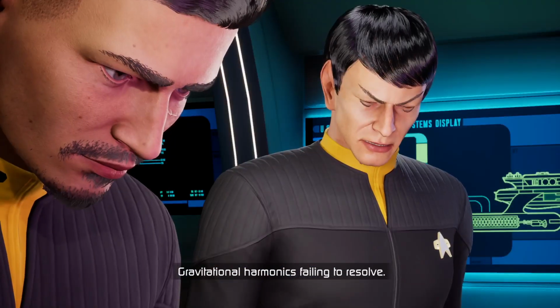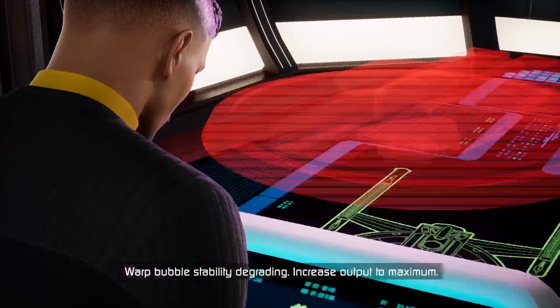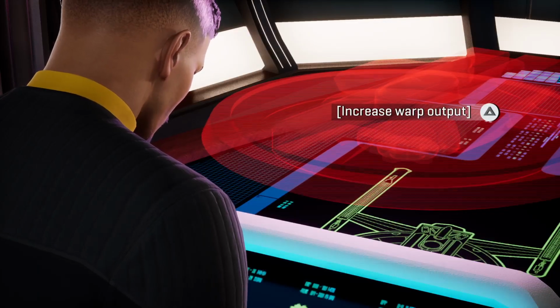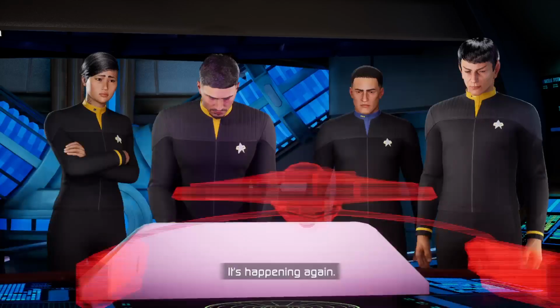Gravitational harmonics failing to resolve. Warp bubble stability degrading. Increase output to maximum. Increasing warp output to maximum. It's happening again.